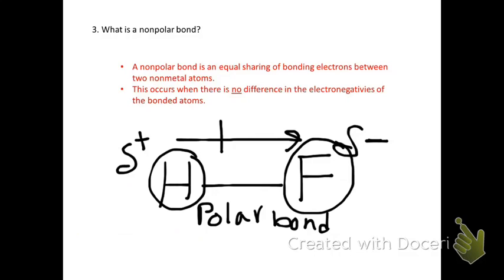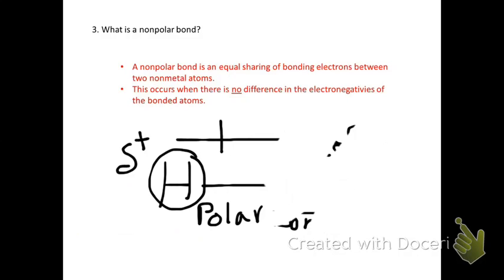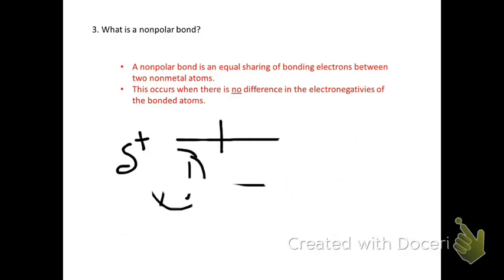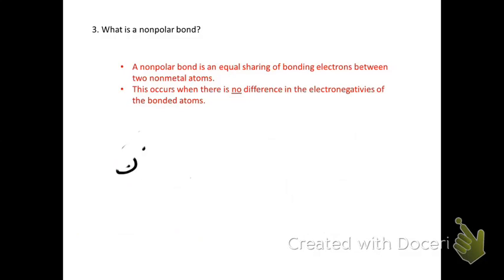Alright? So there's an example of a polar bond, and you're going to have to recognize that. You're going to use your electronegativity trend on the periodic table to help you determine if a polar bond exists or not. Okay? So what about a nonpolar bond?